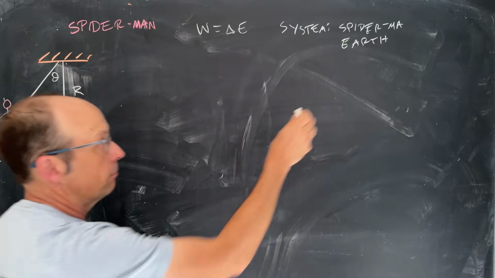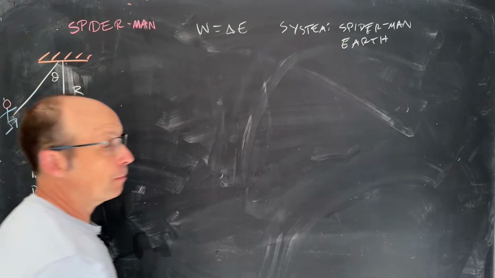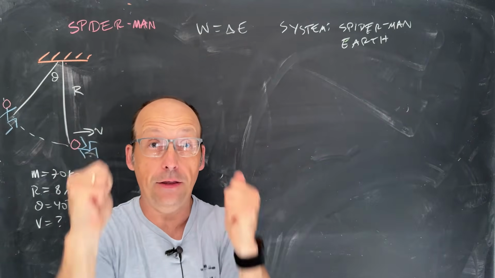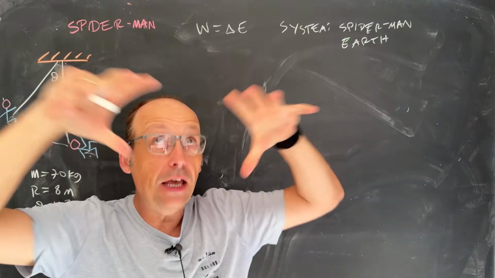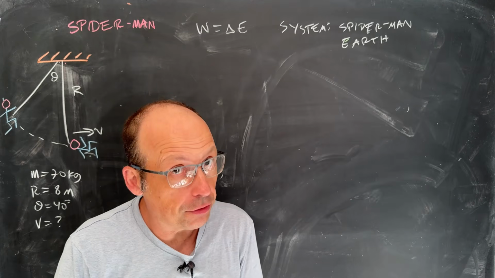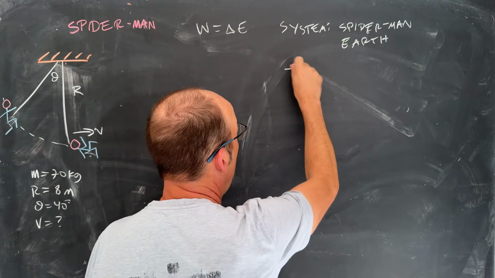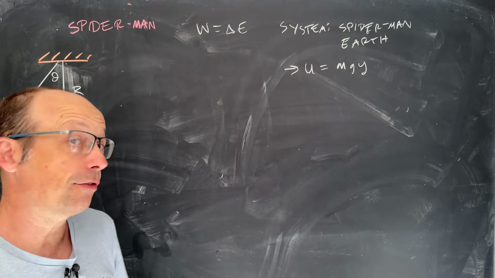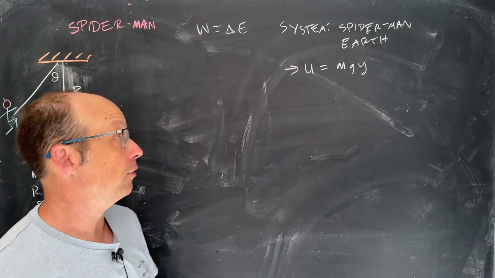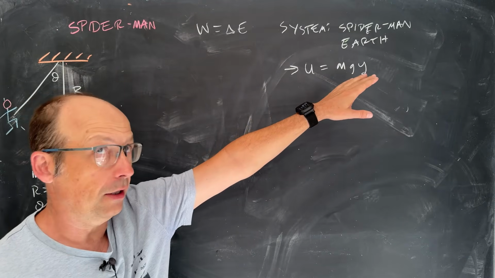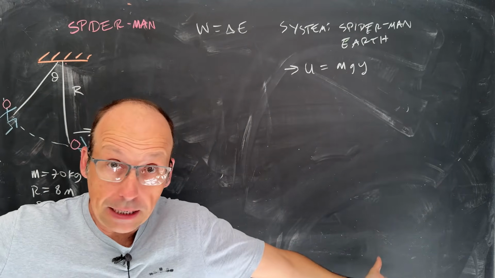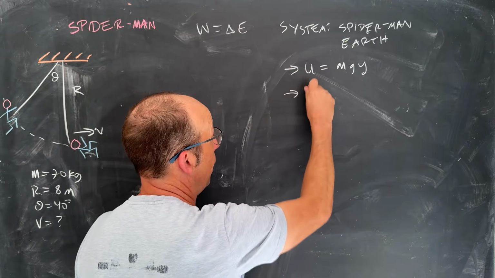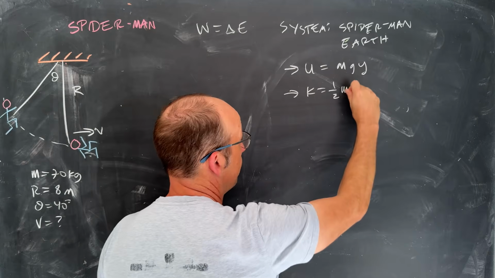Because we have both Spider-Man and the Earth, there is an interaction between Spider-Man and the Earth, a gravitational interaction. But that's an internal energy because both of those things are in the system. That means that we will have gravitational potential energy. Now we're near the surface of the Earth, so we can say the gravitational potential energy is just mgy. Y is the vertical position with respect to something. It doesn't really matter, and I'll show you two different ways to do that. And then because we have Spider-Man, we have kinetic energy, 1/2 mv squared.